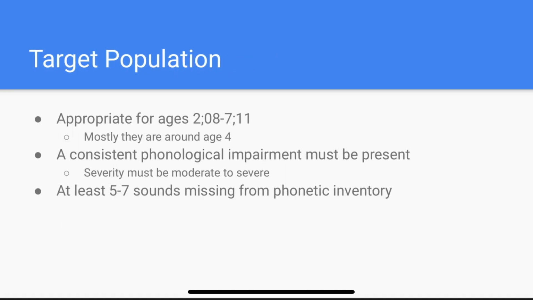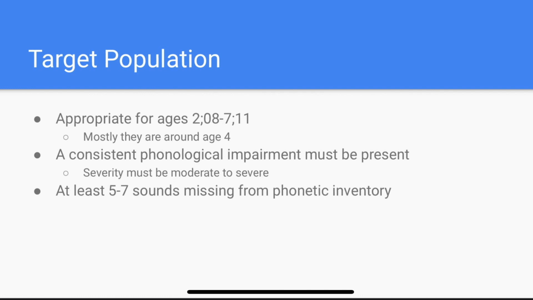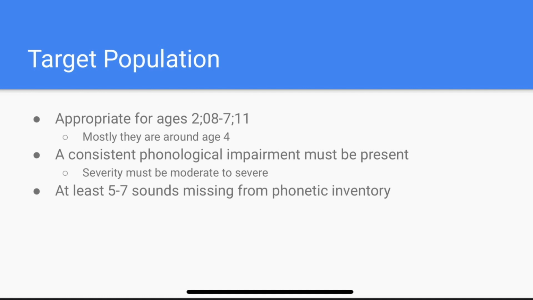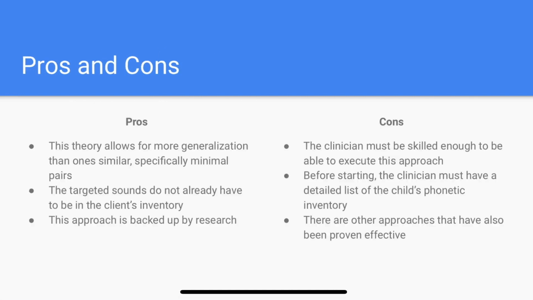The maximal oppositions approach is appropriate to use on anyone from ages 2 years and 8 months to 7 years and 11 months. However, it is most commonly used around 4 years old. The child must have a consistent phonological impairment, and it has to be either moderate to severe. Lastly, the child must have at least 5 to 7 sounds that are missing from their phonetic inventory. After all these criteria are satisfied, then the maximal opposition approach can be utilized.